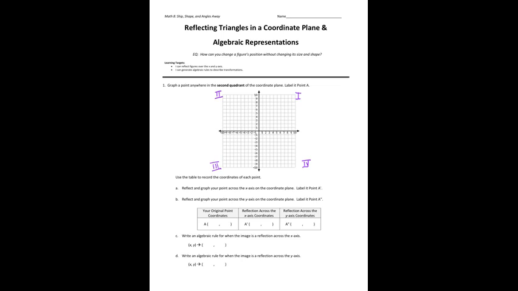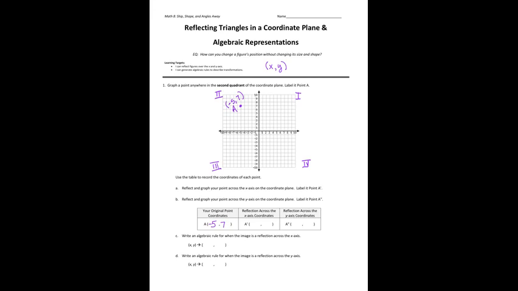We are graphing a point anywhere in the second quadrant. So this would be over here. Let's pick this point right here, where x is -5 and y is 7. Graph the point, label it point A, and write the ordered pair, -5, 7. And let's go ahead and record it in our table. The original point coordinates are -5 and 7. And remember, with our ordered pairs, the x coordinate comes first, the y coordinate comes second.